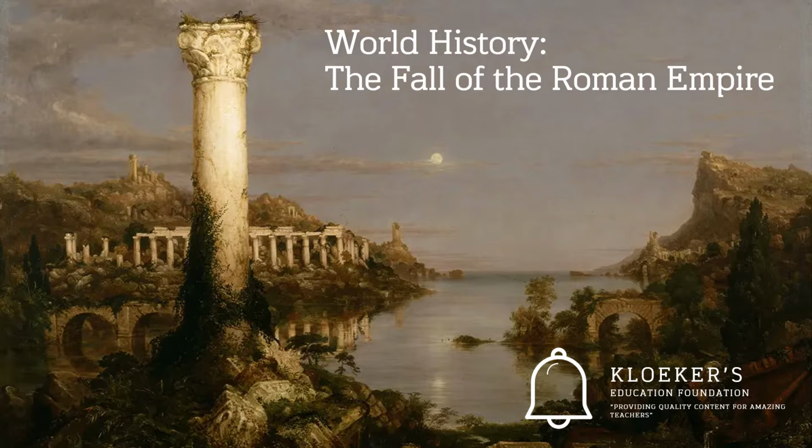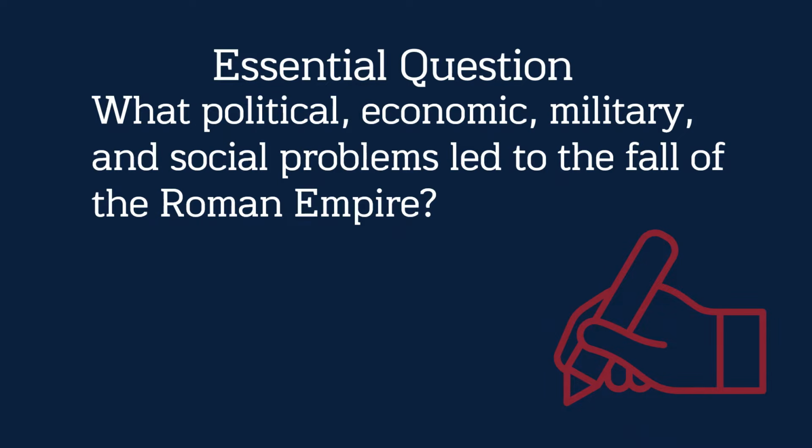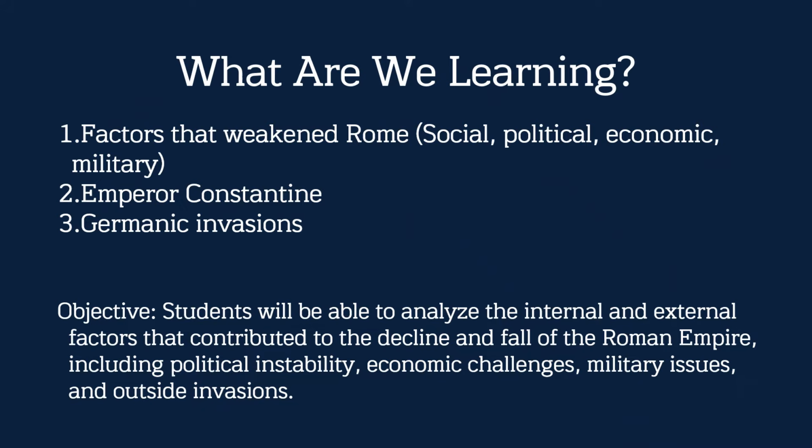So let's dive in. Our essential question for this lesson is: what political, economic, military, and social problems led to the fall of the Roman Empire? In order to answer this question, our lesson is divided up into three parts: factors that weakened Rome, Emperor Constantine, and the Germanic invasions. Again, we're trying to achieve the objective that students will be able to analyze the internal and external factors contributing to the decline and fall of the Roman Empire.